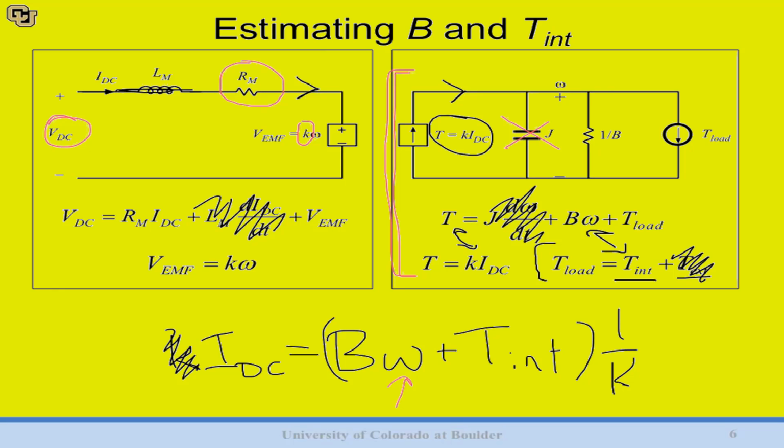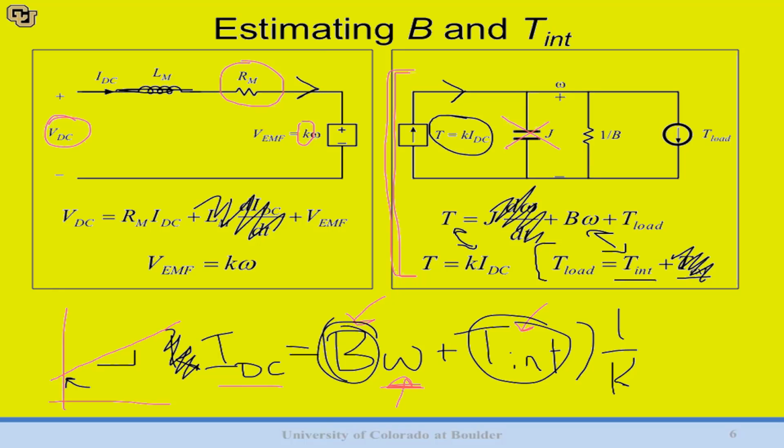This looks a lot like the equation for a line, right? We have a slope, our slope is B, and we have an intercept, T int. So if we were to simply take a number of data points, where we have IDC related to omega, we could plot those, and what we should end up with is some line going up where we have some intercept, which is going to be our T int, and some slope, which is going to be our B. So we can do that pretty easily in Excel.